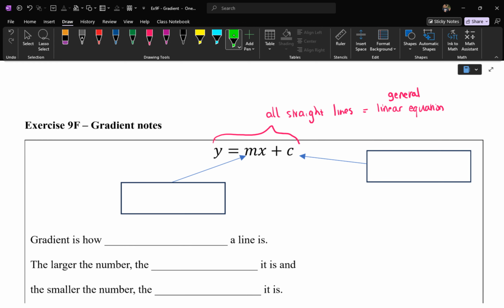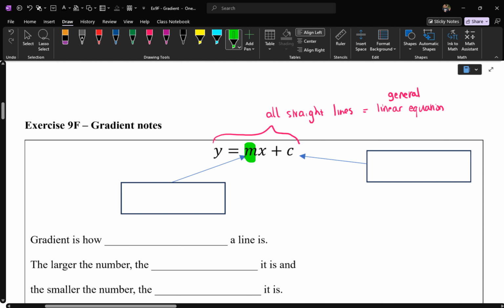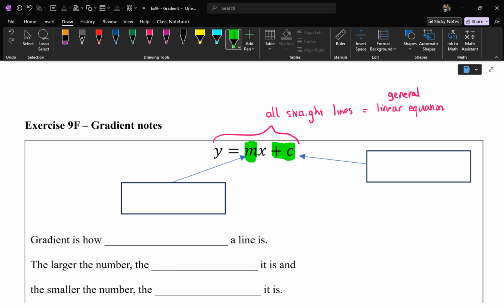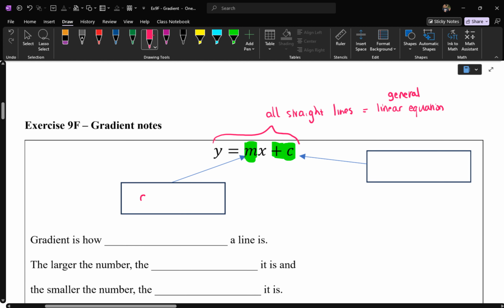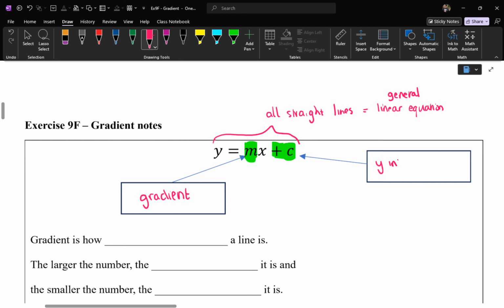Now within this equation, there are two key components. There's m and there's c. The x and the y are just the values that you put in and what you get out, but m and c are what we call parameters, and they dictate what will happen to the straight lines. Now m, fill in this spot, is called the gradient, and c is known as the y-intercept.